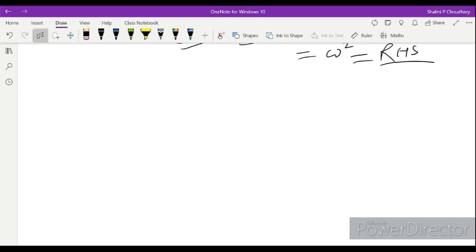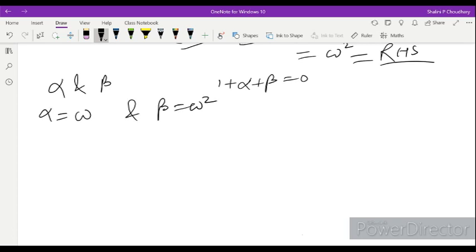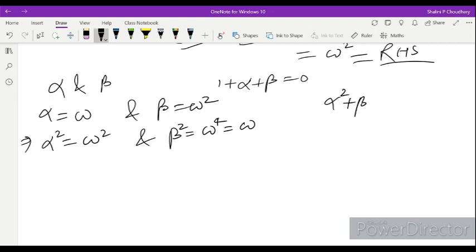The question is, if alpha and beta are the complex cube roots of unity. It means there will be three cube roots, 1, omega and omega square, so alpha plus beta is equal to 0. It means alpha is equal to omega and beta is equal to omega square. This means alpha square will be equal to omega square and beta square will be equal to omega to the power 4, that is equal to omega. Okay. So now the question is, alpha square plus beta square plus alpha beta is equal to 0.